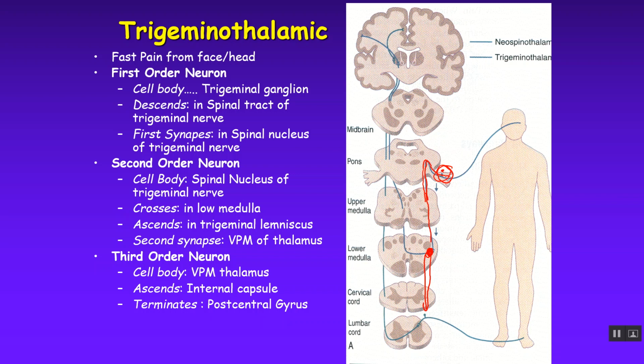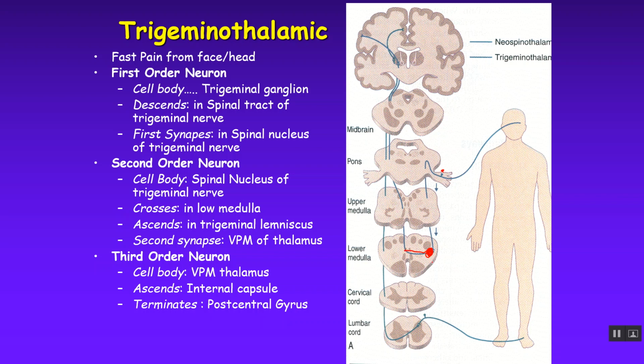But your axons come in, they descend down to that nucleus where it starts in the medulla, and they even descend down farther and connect all the way down into the upper first few cervical segments to make their first synapse. So that's the first order neuron. The second order neuron, the cell bodies then, are in that spinal nucleus of the trigeminal nerve.